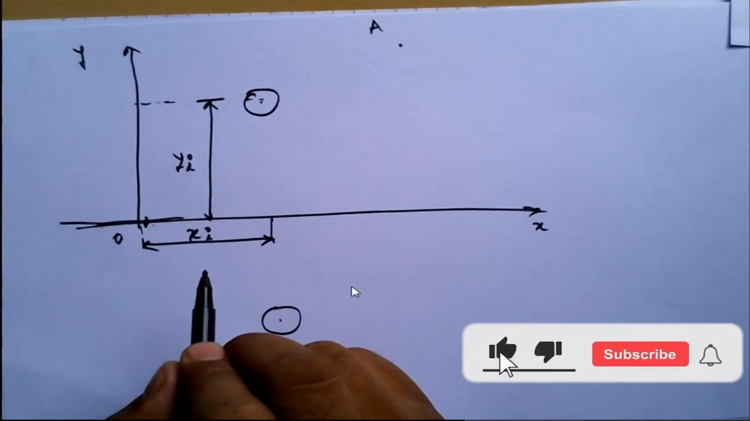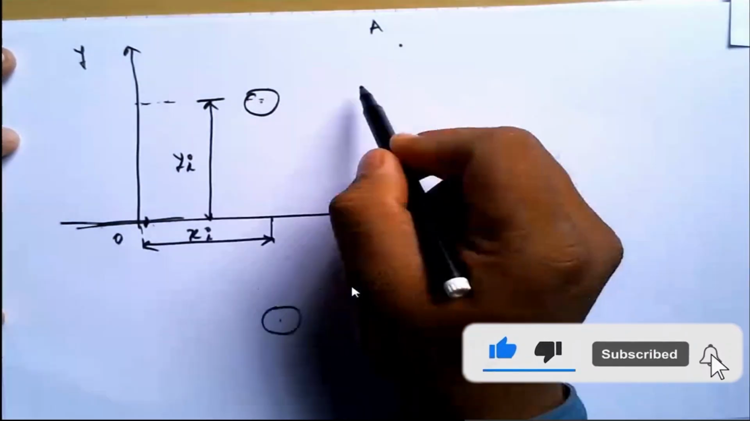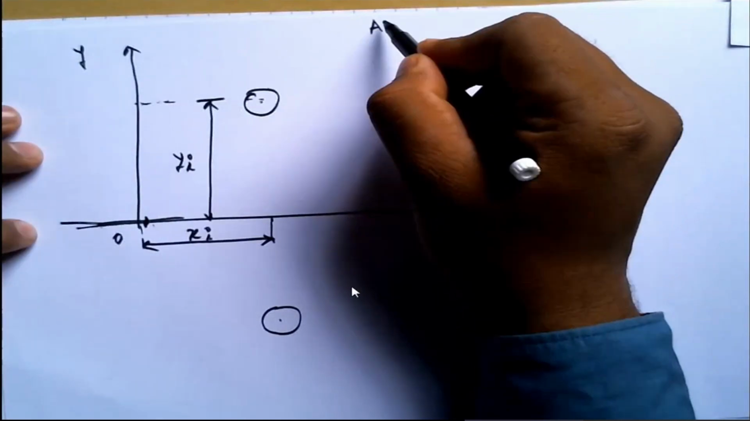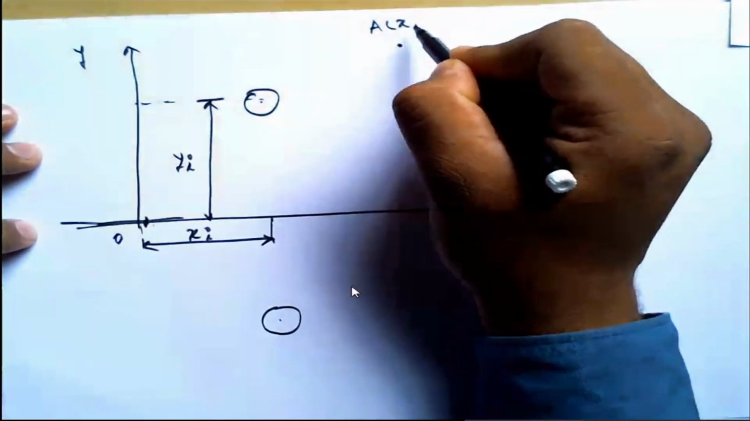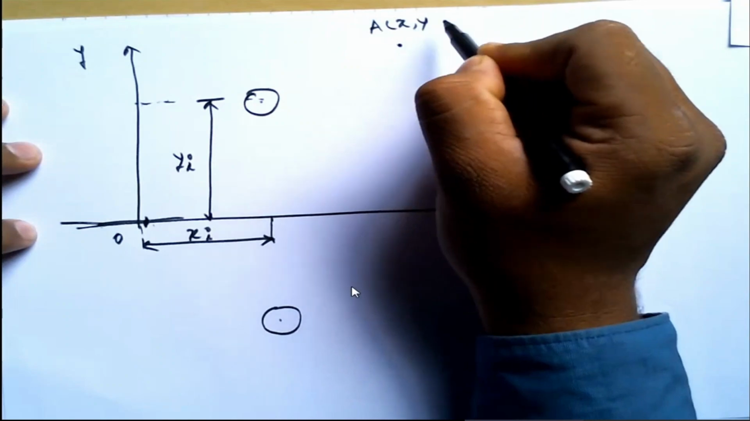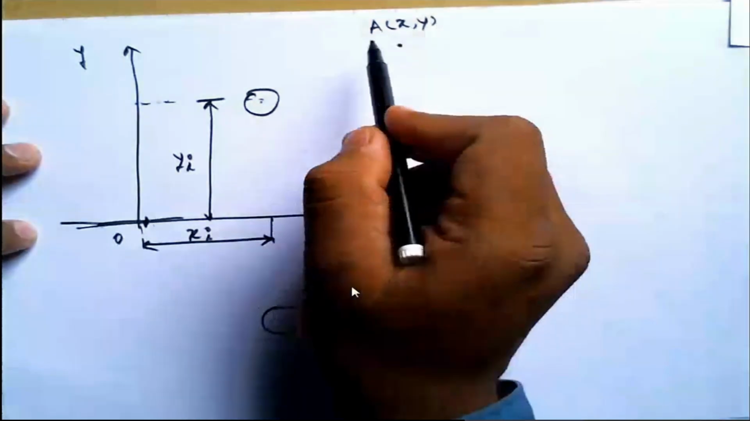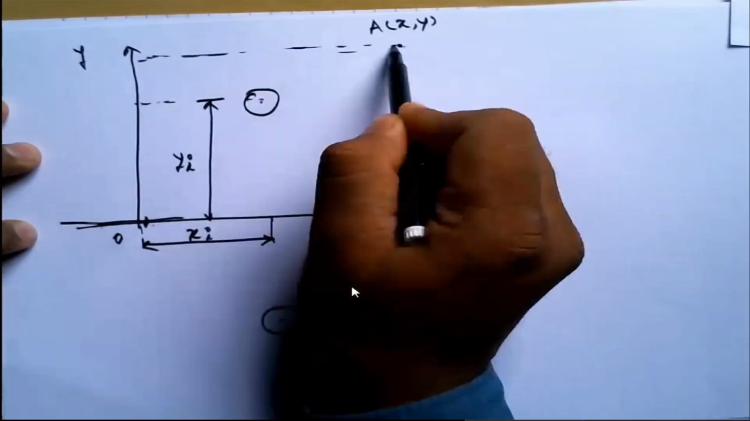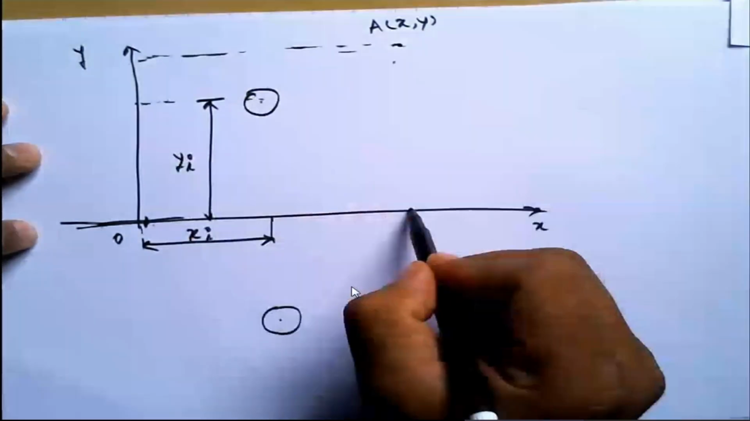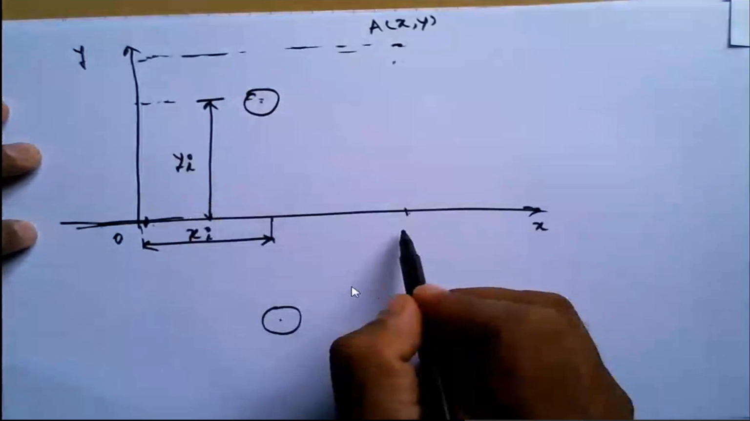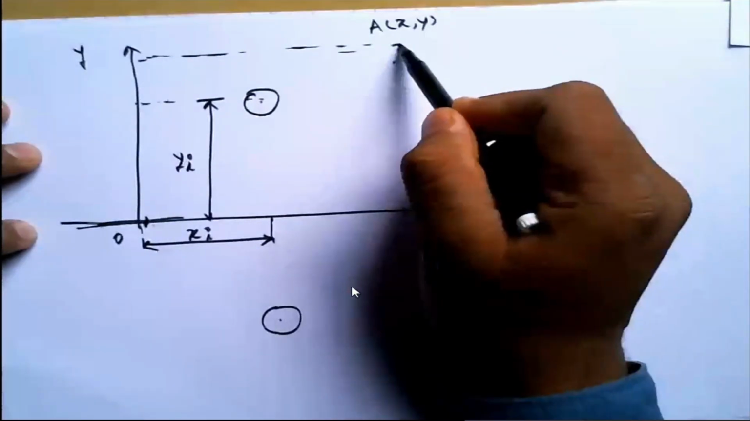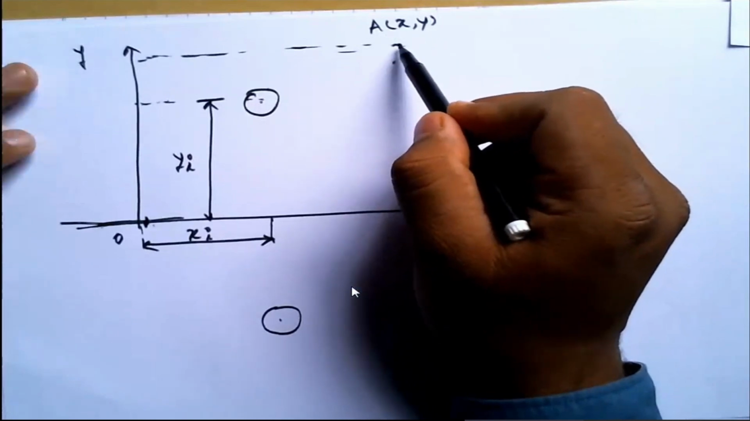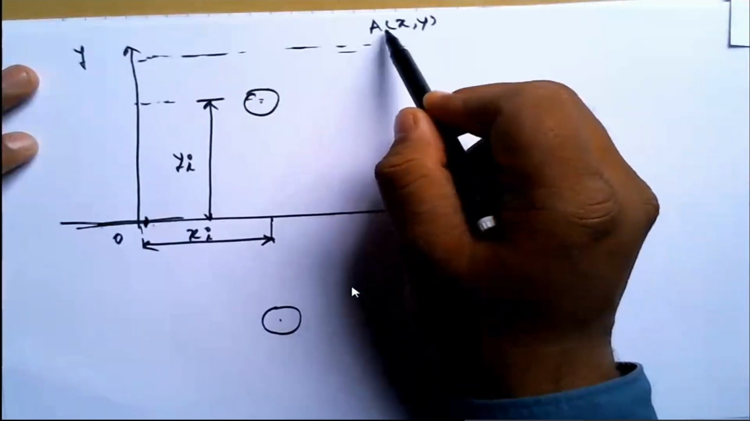Any doubt? Now, as I told you, we have to calculate the electrostatic field at point A, which has coordinates x and y. This means this height is y and this distance is x. From the x-axis, the height of point A is y, and from the y-axis, its distance is x.